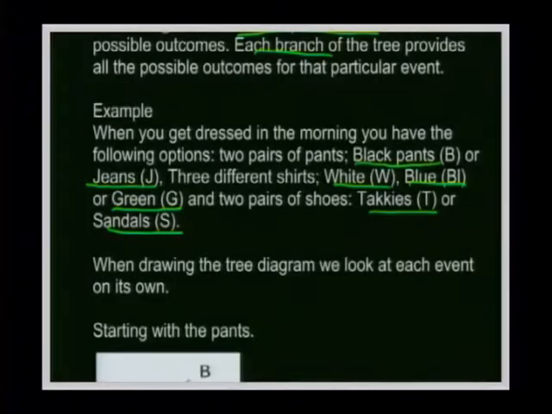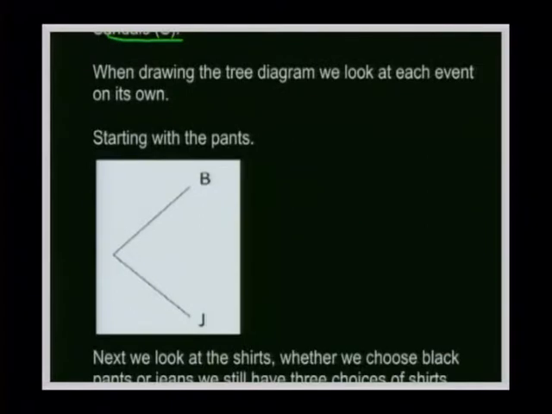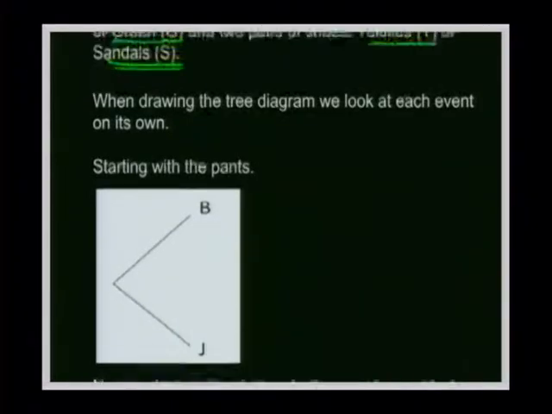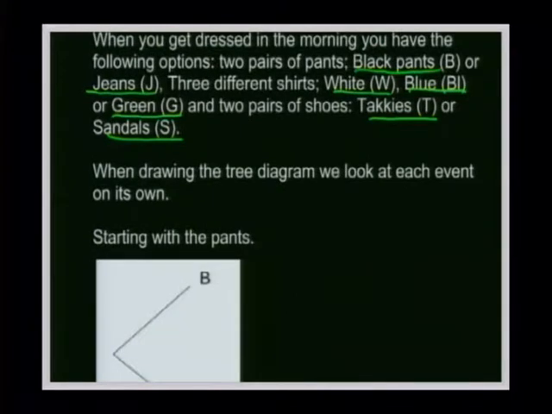Now, if you had to be getting dressed in the dark and you were just randomly selecting clothes, this is what we're looking for as the outcome. So we're going to draw a tree diagram to look at each event. So the first thing we're going to do is start with the pants. For our pants, if you remember correctly, we had 2 choices. We can either wear black pants or jeans.